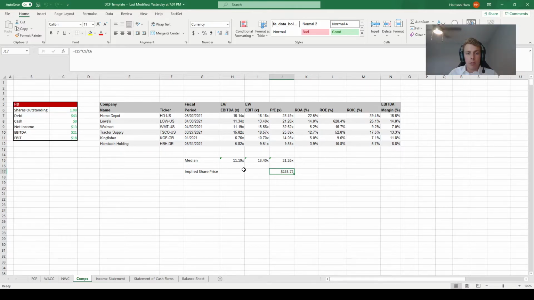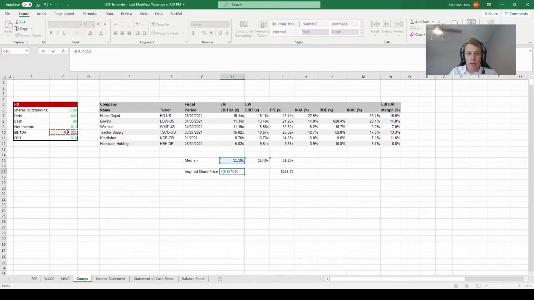So first, we'll do the calculation for the EV to EBITDA. So we basically, again, just take the median of Home Depot's competitors on this ratio, and then we multiply that by Home Depot's EBITDA. So that cancels out the EBITDA effectively, leaving us with Home Depot's implied enterprise value. So now this little thing that we're multiplying together is the enterprise value, but we want to get from the enterprise value to the market cap. So to do that, we need to add cash and subtract debt in order to get market cap. So now we have the market cap of Home Depot, and then we divide the whole thing by shares outstanding in order to get an implied price.